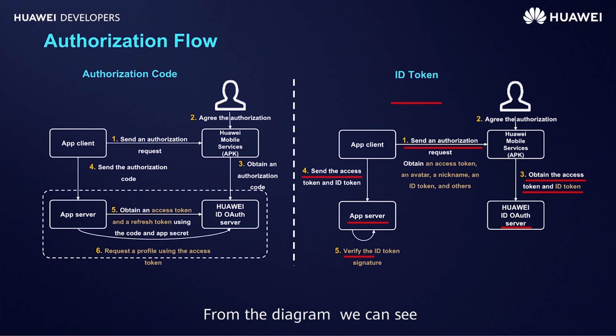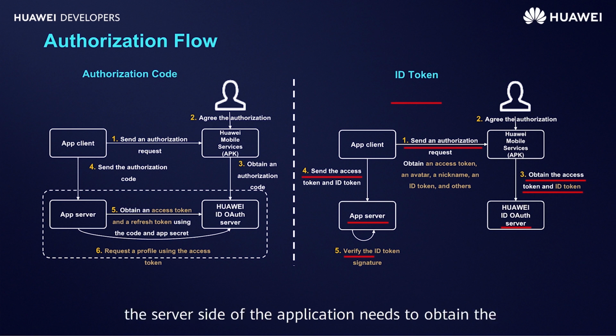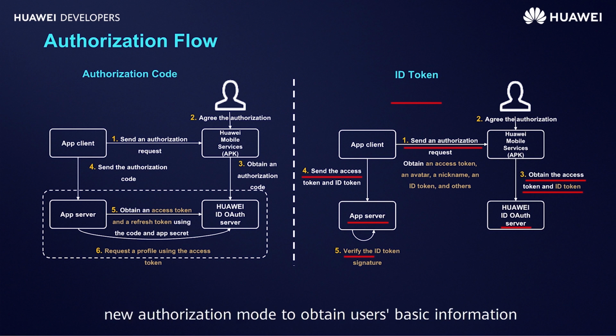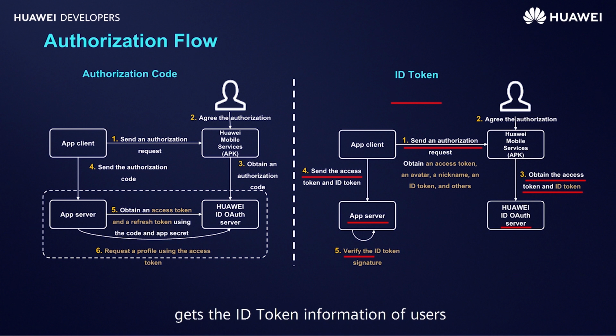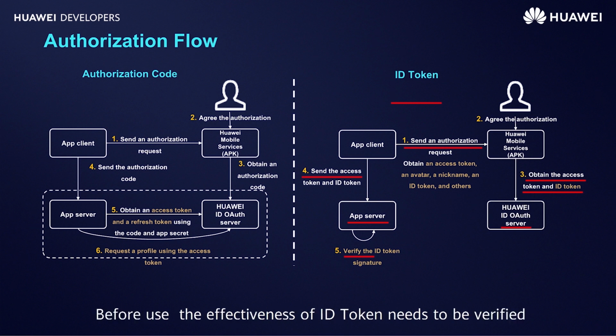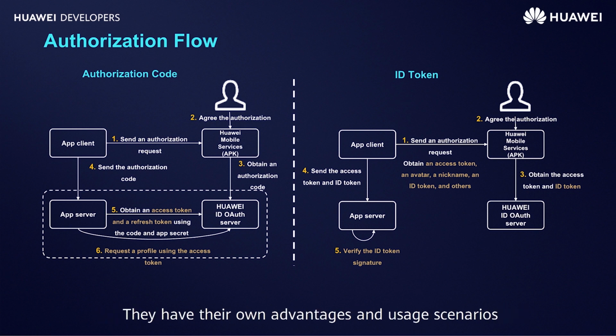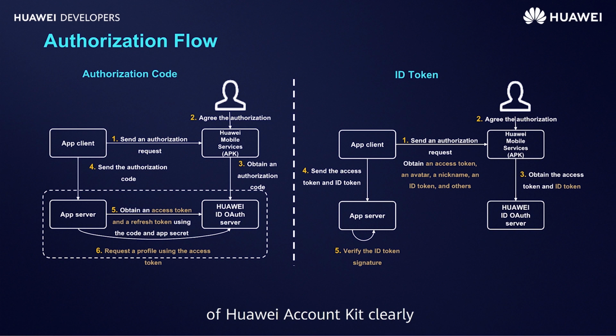From the diagram, we can see that the two different authorization modes are different. The mode of authorization code is a temporary authorization mode. The authorization code has timeliness. When authorization code loses efficiency, the server side of the application needs to obtain the new authorization mode to obtain users' basic information. The mode of ID token is that the application directly gets the ID token information of users. Before use, the effectiveness of ID token needs to be verified. They have their own advantages and usage scenarios, which we will introduce in the following video. Now, we've explained the authorization process of Huawei Account Kit clearly.